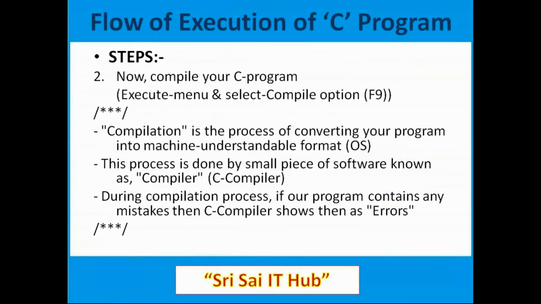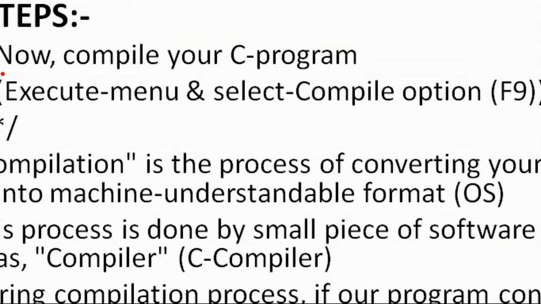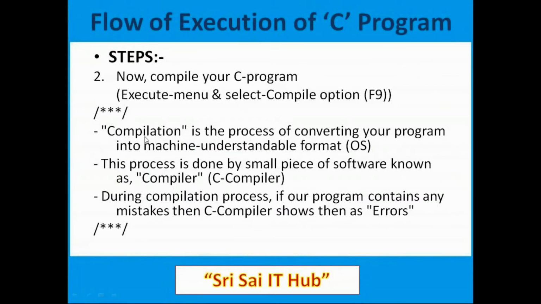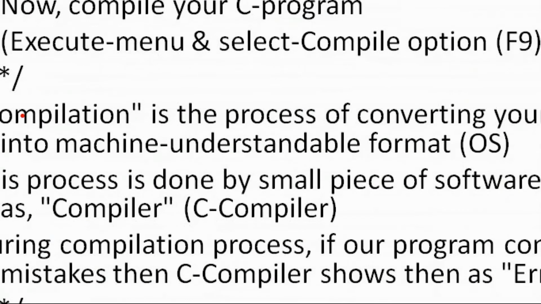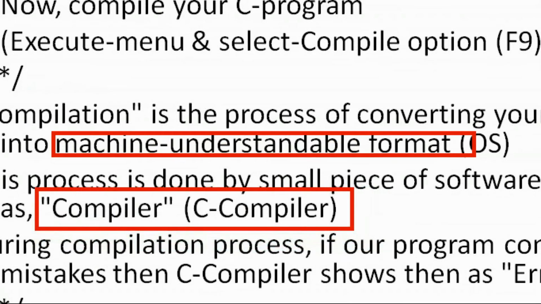Next, step two. Now we have to compile the program. The shortcut for compiling is to select the Execute menu and then go for the Compile option. The shortcut is F9. So what is this compilation? Compilation is a process of converting our program into machine understandable format. The machine understandable format here is OS understandable format. Who will do this? This is done by a special piece of software known as a compiler, and here it is the C compiler. Our program will be converted into machine code, OS understandable code.